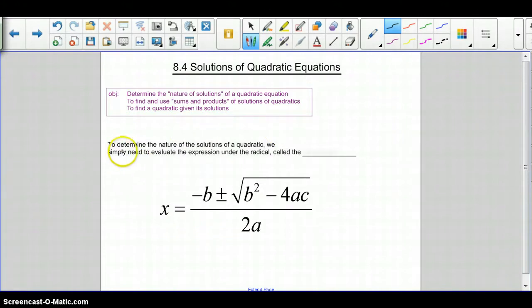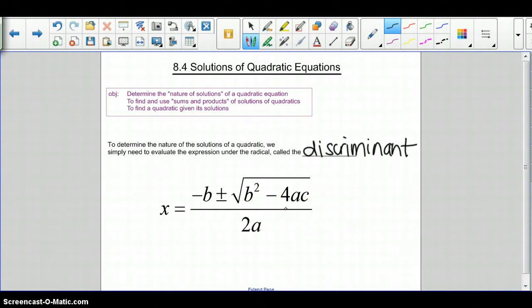First, to determine the nature of the solutions of a quadratic, we simply need to evaluate the expression under the radical. Before this, we called what is underneath the radical the radicand. Well, in the quadratic formula, we refer to this as the discriminant. So, a new name for this. The discriminant is b squared minus 4ac underneath the radical of the quadratic formula.